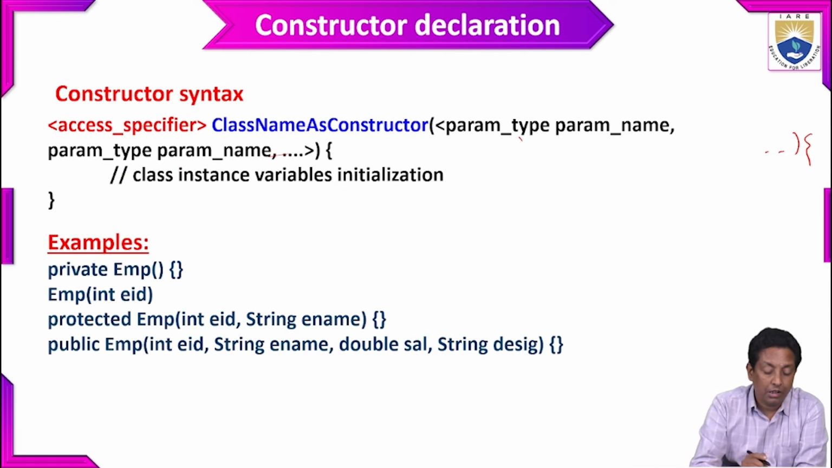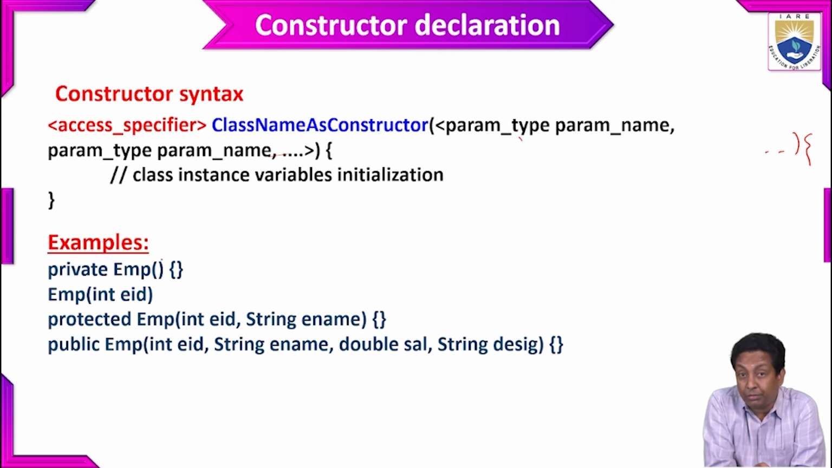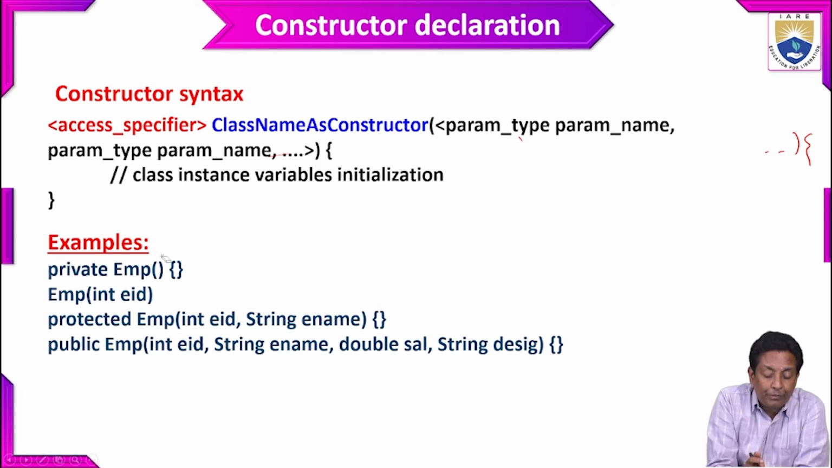Example: a private Employee constructor with no parameters. Employee class constructor with no parameters. Employee class constructor with an int parameter, int employee ID. Employee class protected constructor with two parameters, employee ID and employee name.